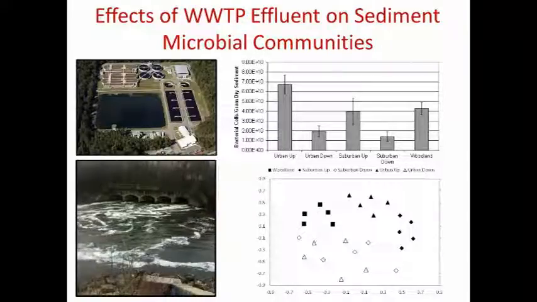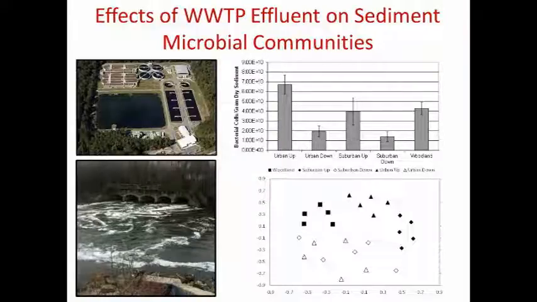And then look at the community composition. This is urban upstream, and this is suburban upstream. So upstream, the two communities are different. But then downstream, the two communities now are totally mixed together. They've both changed in the same sort of direction. So the effluent has had the same effect on communities from both the urban and suburban habitats. So I was really interested in following up on this.